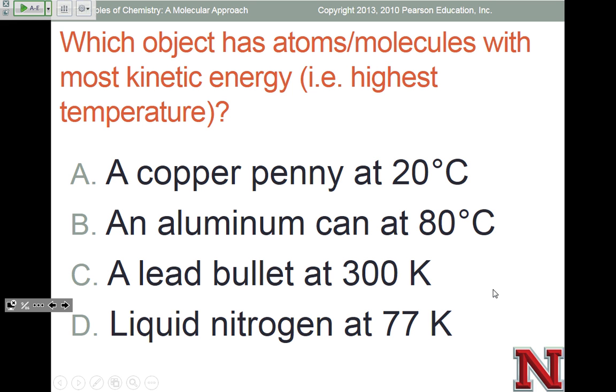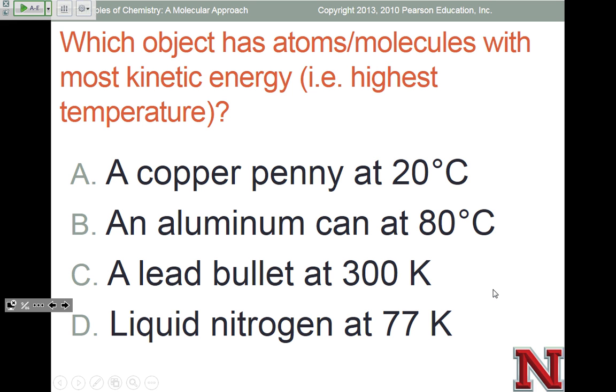I mean, we can see pretty clearly that C is higher than D, and we can see pretty clearly that B is a higher temperature than A. But it's really hard to compare these two unless we actually do the conversion. So you don't necessarily always have to write this down, but we want to be able to convert these.